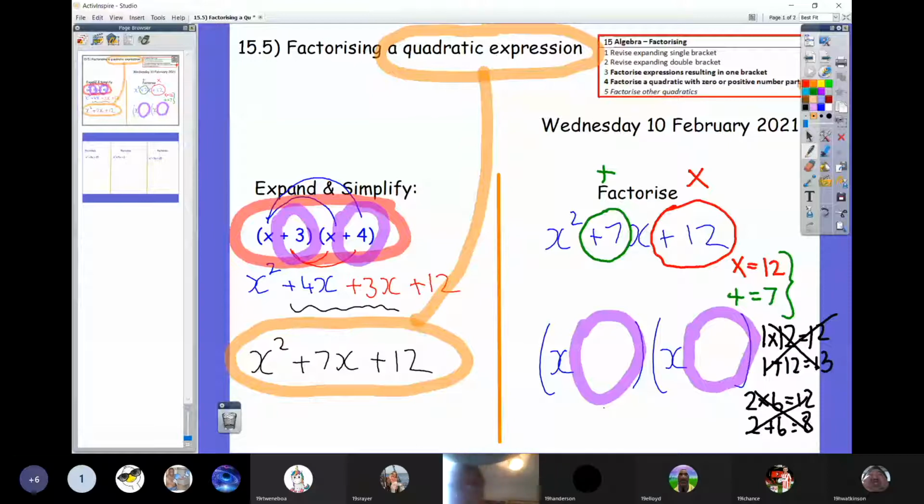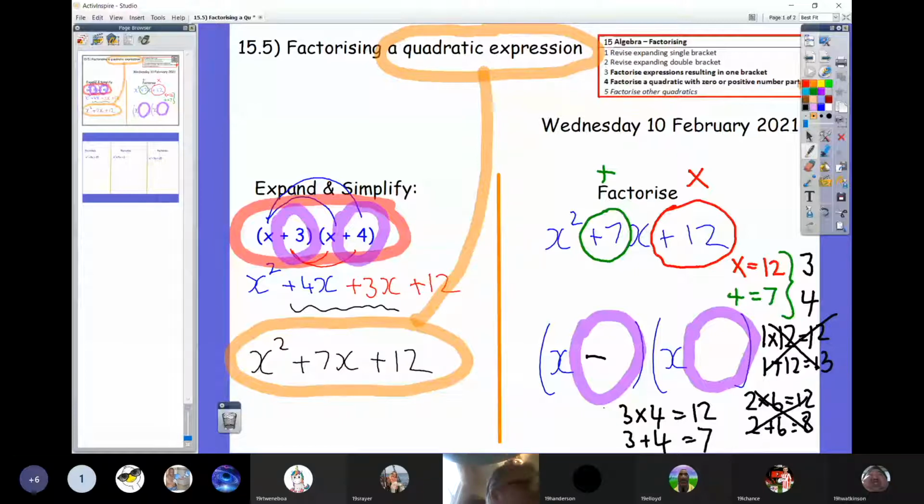However, what about 3 and 4? When I multiply 3 and 4, I do indeed get 12. And when I add 3 and 4, I do indeed get 7. So my magic numbers are 3 and 4. They are plus 3 and plus 4, which is what we knew they were going to be from over on the left-hand side.